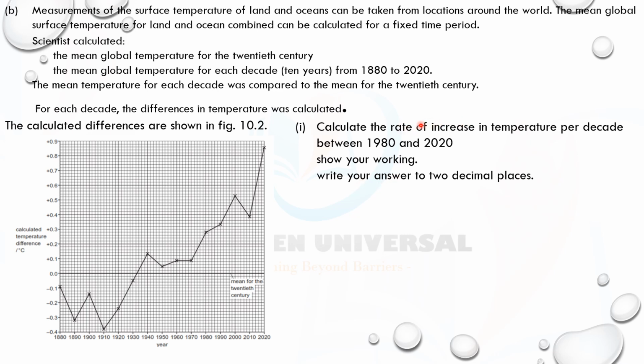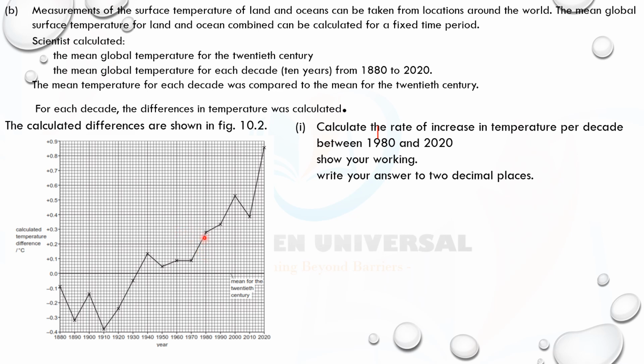Rate of increase. First of all, find your increase. But remember what I told you: you must know the value of one box. Here, you see that 5 boxes represent 0.1. So one box will be what? 0.1 divided by 5, which is 0.02. So for 1980, let's do it, guys. Where's 1980? Yes, that's it.